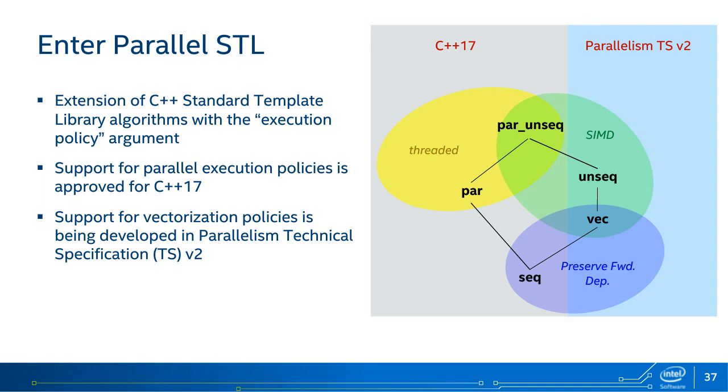There are also parallelism technical specifications that describe other policies, such as just execute vectorized. On the right side of this slide, we see different policies that are in the C++17 standard as well as in the parallelism technical specifications. These are ordered from the least constrained to the most constrained. At the bottom we have a sequential policy that says execute this sequentially, or in sequence order. And then we also have policies that are for threading, parallel, and policies that are for SIMD or vectorization.